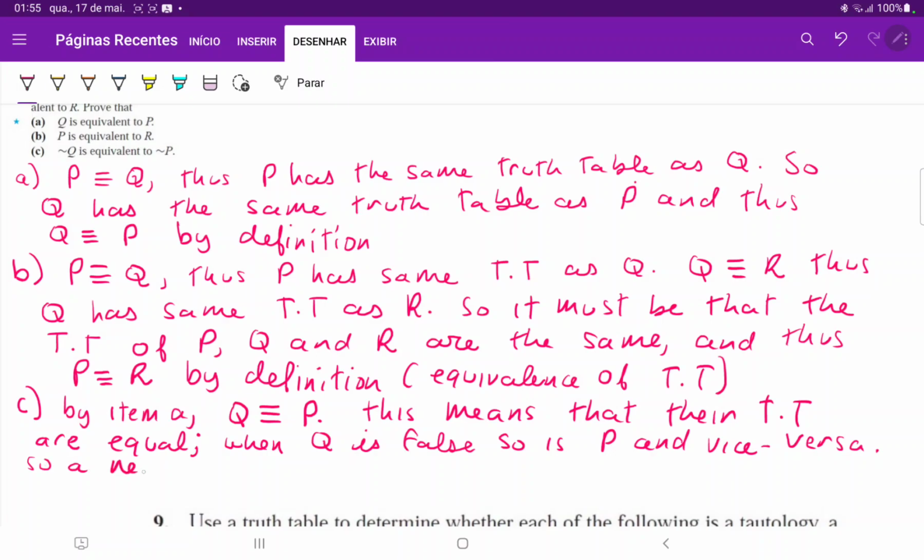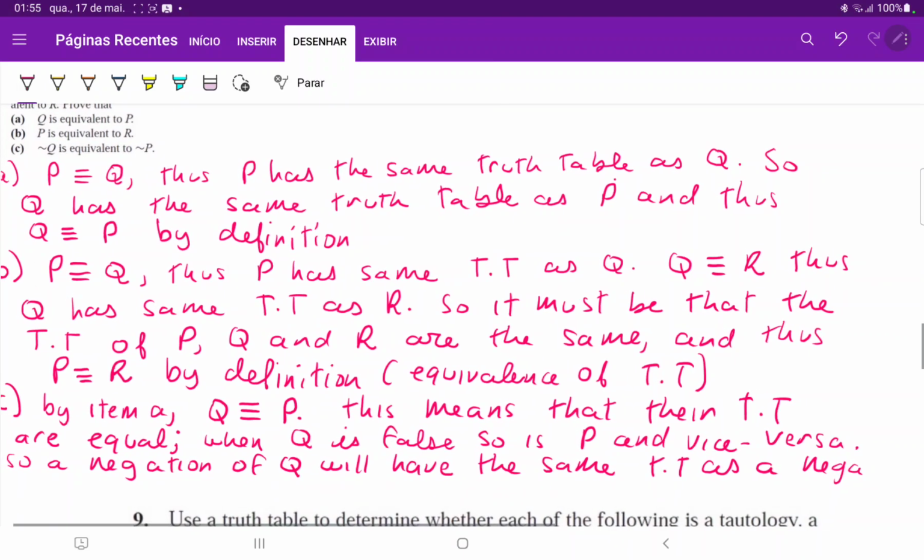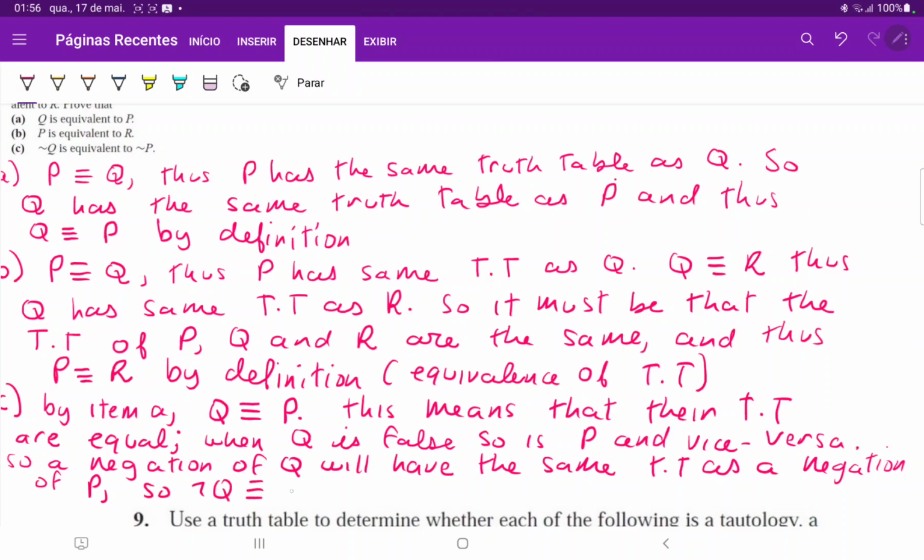So negation of Q will have the same truth table as a negation of P. So not Q is equivalent to not P.